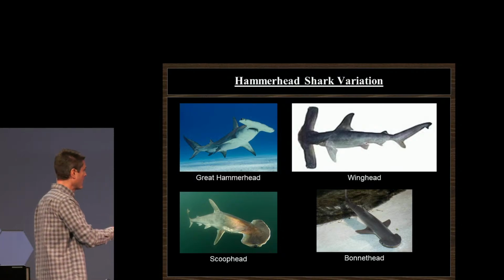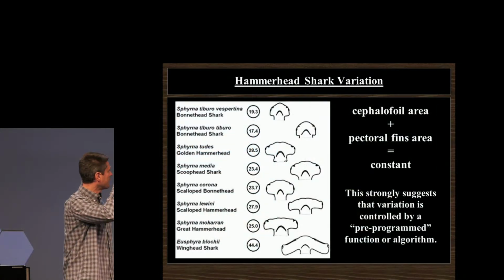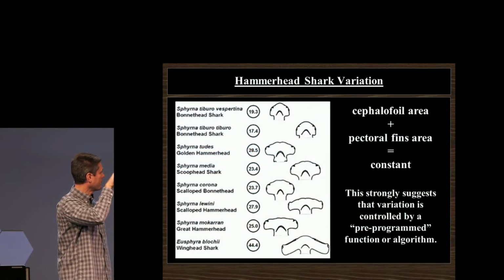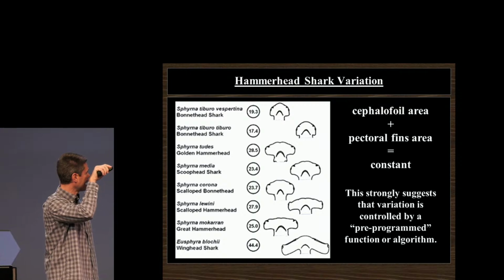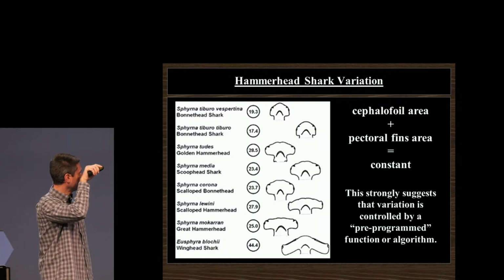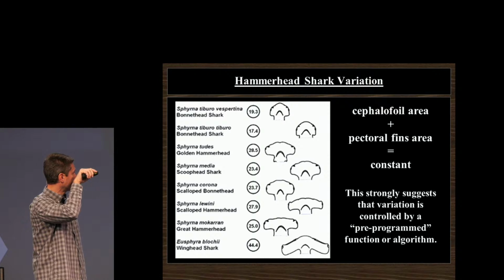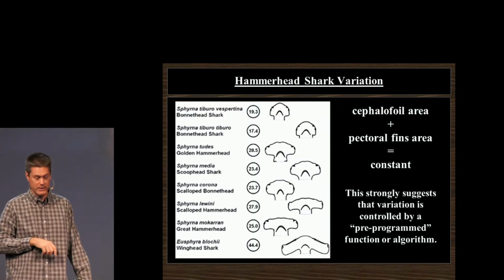on the left-hand side is the variation from the bonnet head all the way down to the wing head. You can see the differences in shape, and this is the actual measurement between 19.3, I believe that's inches, and 44.4 inches. That's a pretty big spread.